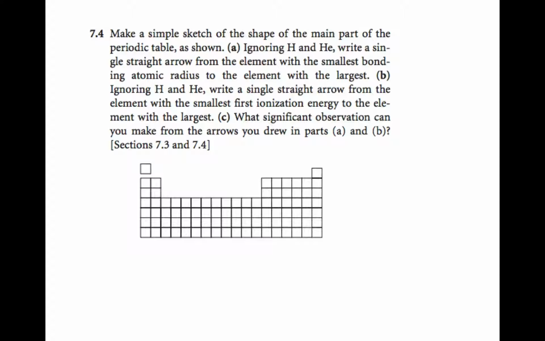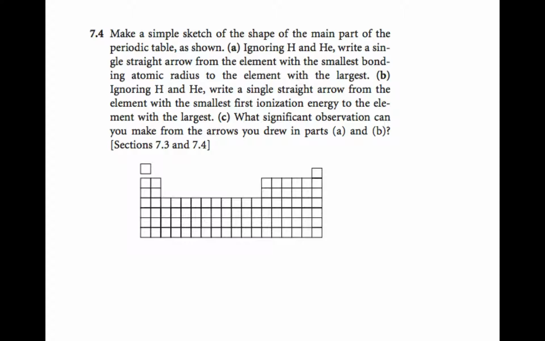Well, Chapter 7 equates electron configuration to the different trends we have in the periodic table. So, number 4, make a simple sketch of the shape of the main part of the periodic table shown. Okay.